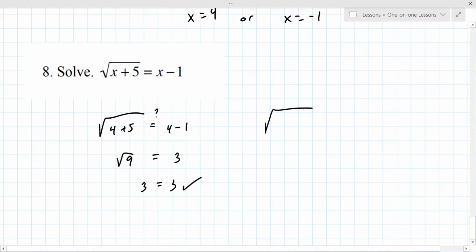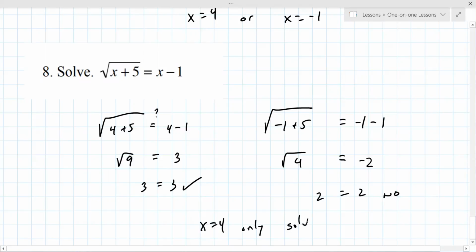And then you do it again. Is the square root of negative 1 plus 5 equal to minus 1 minus 1? Is the square root of 4 equal to negative 2? Is 2 equal to 2? No. So you would have to somehow say here that x equals 4 is the only solution.